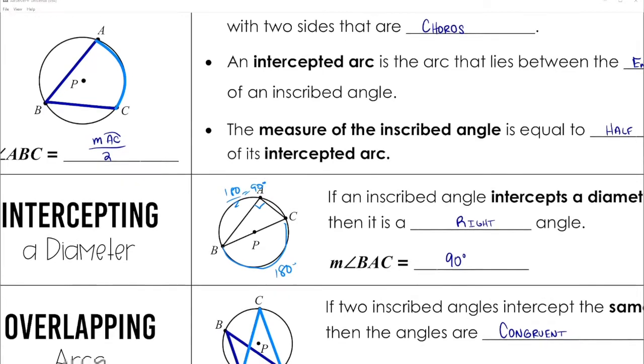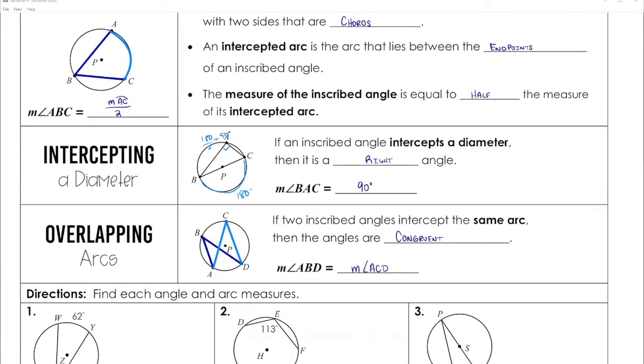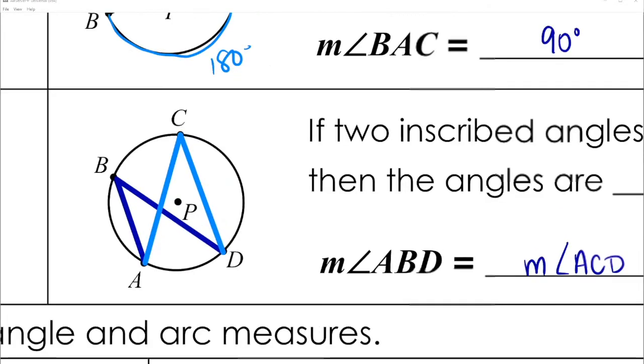And our last type that we're going to see today are inscribed angles that are intercepting the same arc. Our angles must be congruent. So you can see ABD and ACD both intercept arc AD. Whatever this arc is, if it was 60 degrees, 60 divided by 2 would give me 30, no matter which angle we're talking about.